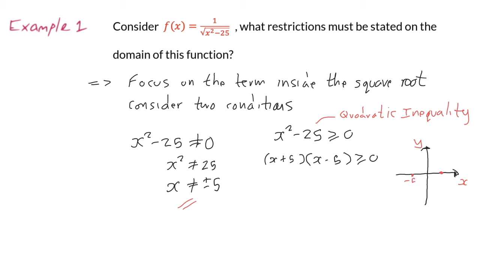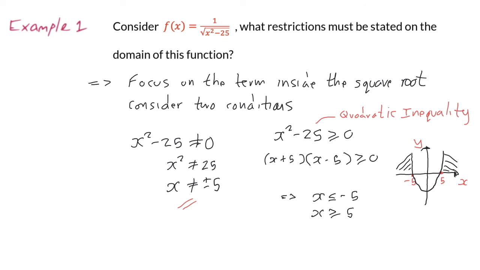We can sketch the parabola. We know that it's a U shape. And we can think about what we're interested in. We're interested in when this quadratic is greater than or equal to 0. Well, it's going to be greater than 0 for these shaded regions where x is less than -5 and greater than 5. And of course, it will be 0 at those points. So that leads to the answer that x must be less than or equal to -5 and x must be greater than or equal to 5.